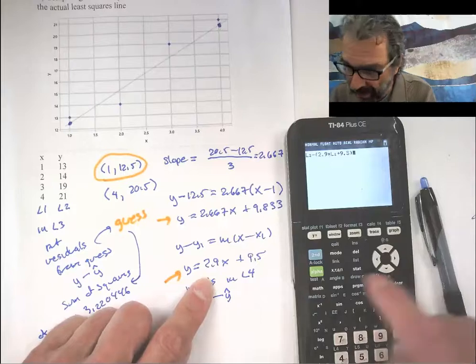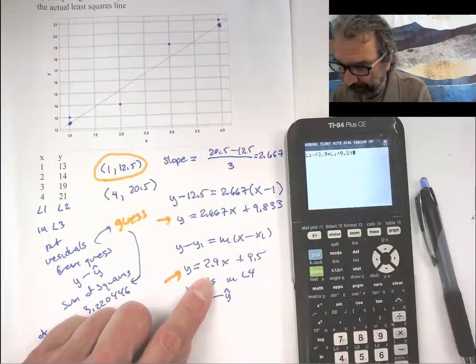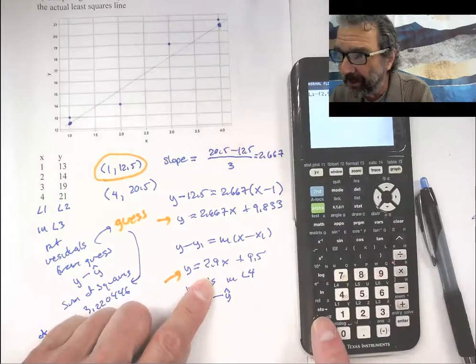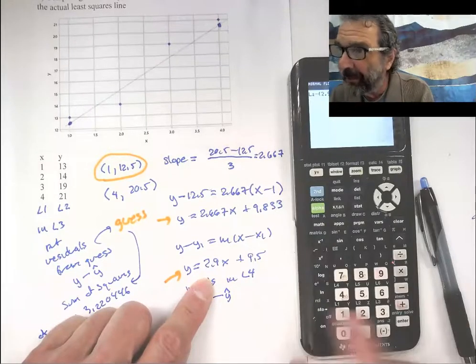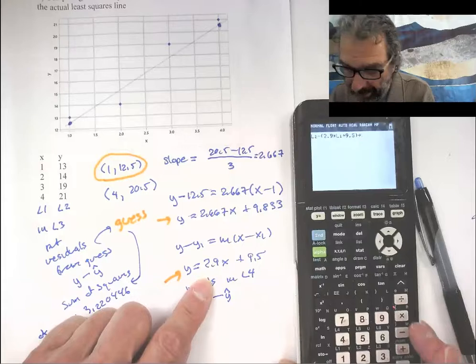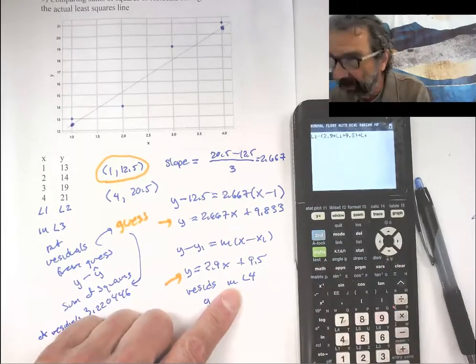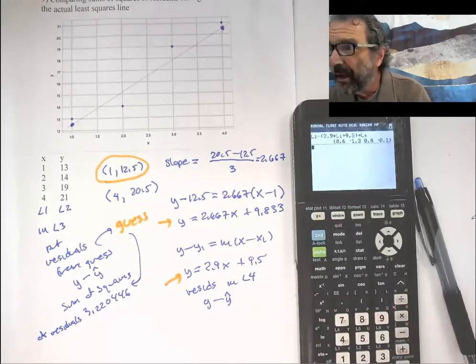And we'll store that. Look, the store guy's down here. I didn't show it to you. There's store right there. Store it. Now I'm going to put that in list 4. Go second 4. Enter. So with the new line, those are the new residuals.